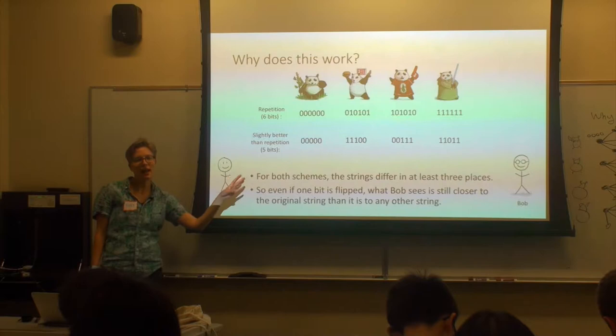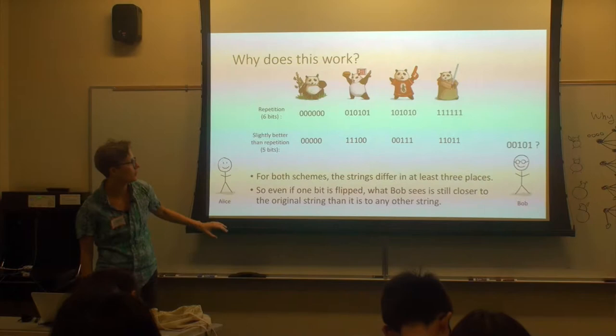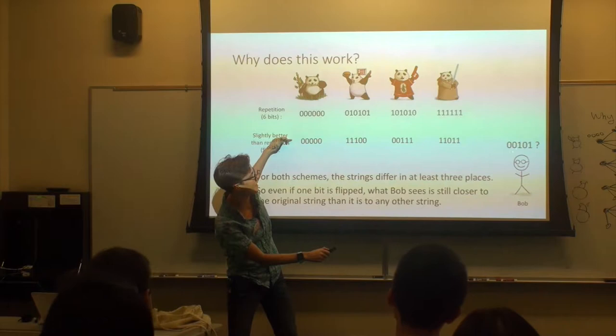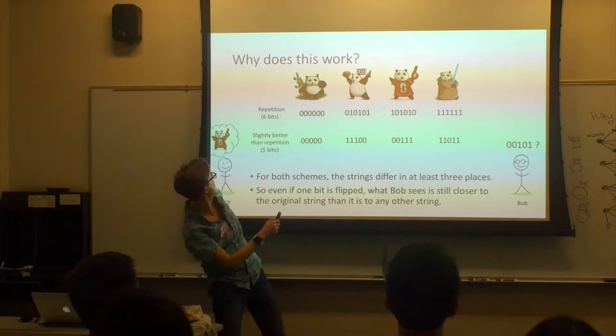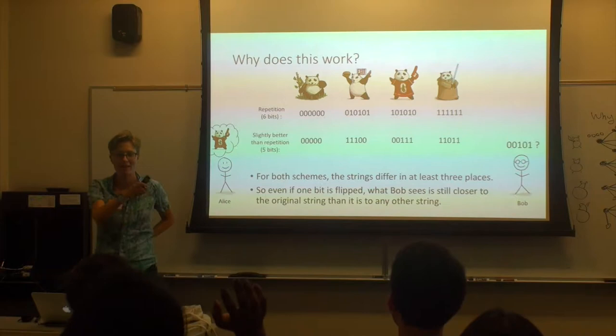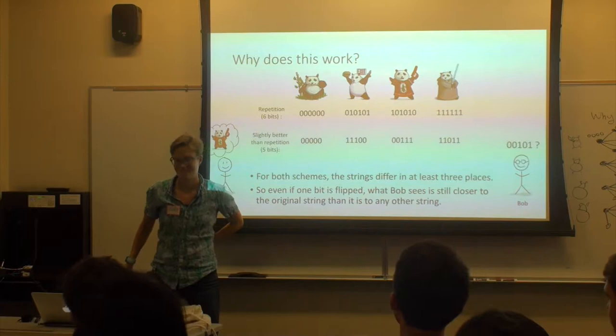Great. So just as an example, if Bob saw this string and they are using this code, what did Alice mean to say? Yeah, go cardinal, right? This differs from go cardinal in one place, but the others in more. Yeah? This is an overall question. So what part of this is the term error correcting code? Very good question.